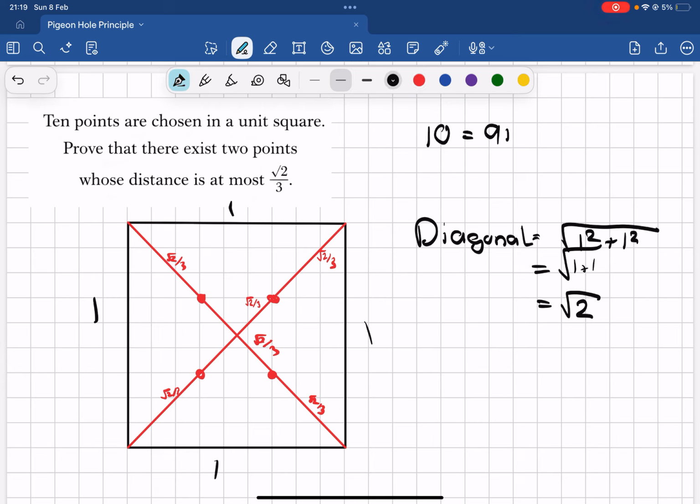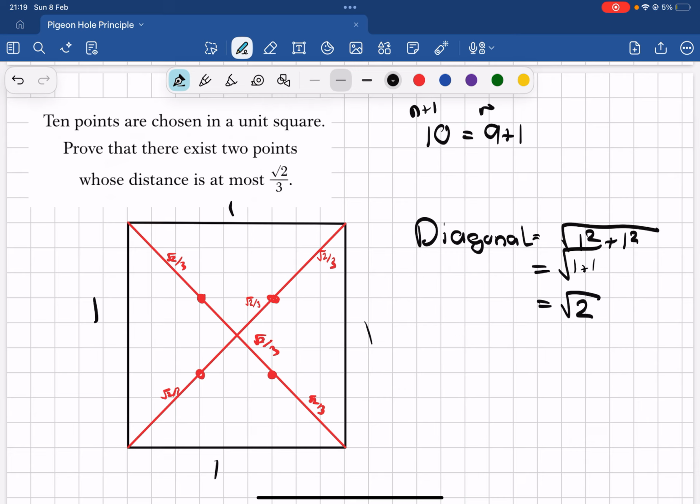We know we need to use Pigeonhole because we need to prove there exist 2 points whose distance is at most root 2 over 3. So we resort to the Pigeonhole principle, and we know the pigeonhole usually involves n plus 1 and n. N is 9 here. So again, how does this help us? We've got a square and we've got the number 9. Well, 9 is indeed a square number. It's a square number because it's 3 times 3.